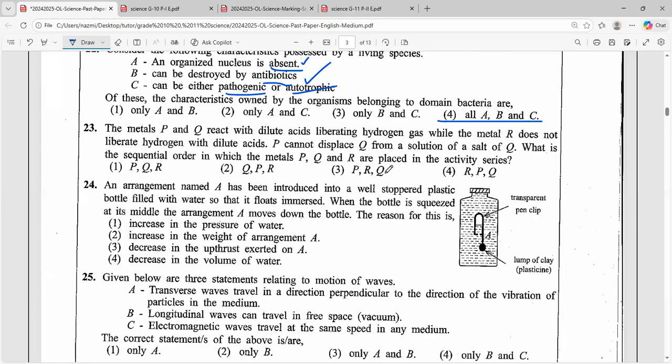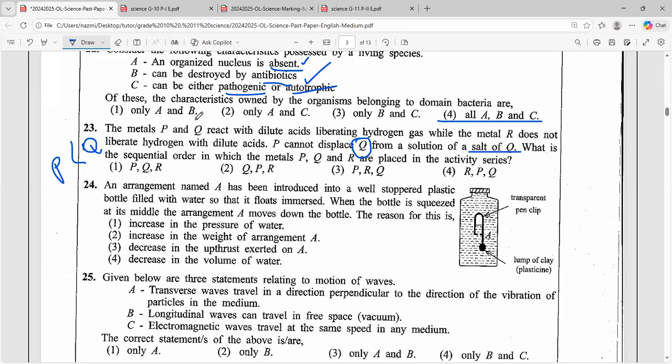23. Metals P and Q react with dilute acids liberating hydrogen gas while the metal R does not liberate hydrogen with dilute acids. P cannot displace Q from a solution of a salt of Q. Now that means when you have a salt of Q, P cannot displace Q. That means Q is more reactive than P, no? That's why P couldn't displace the Q.